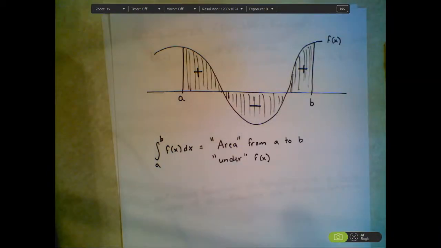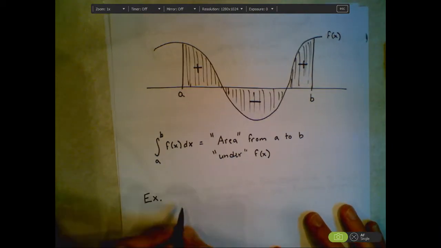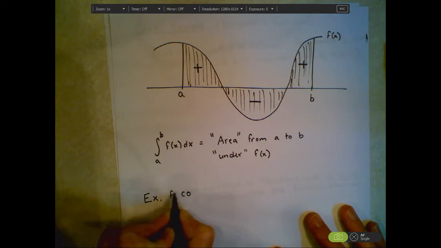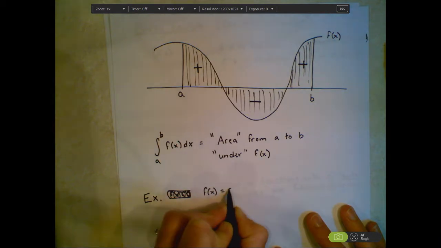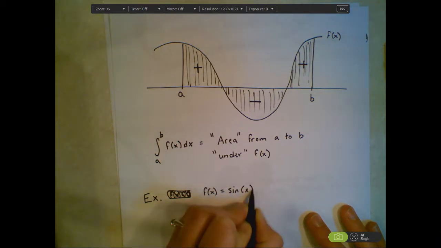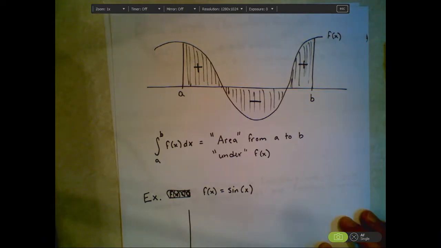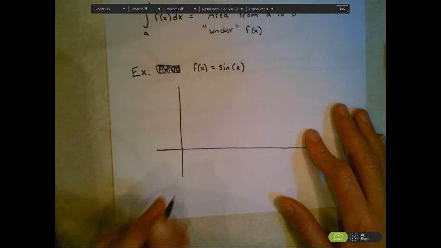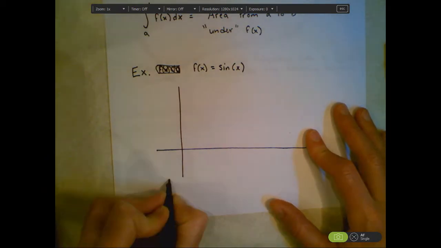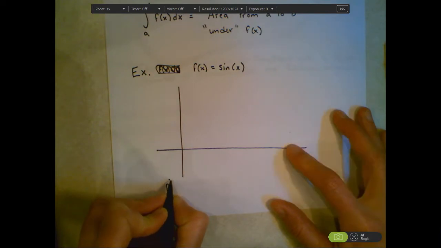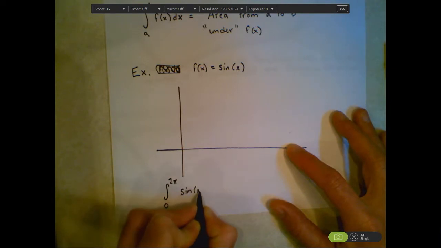So if I wanted to do a really basic example, let's do an example of the function. Let's let f of x equal sine x. So we know that this is our sine curve. And I want to look at the integral from 0 to pi, maybe I'll go pi to 2 pi, of sine of x dx.